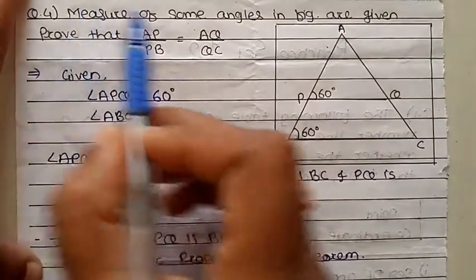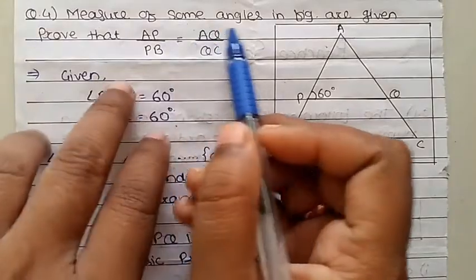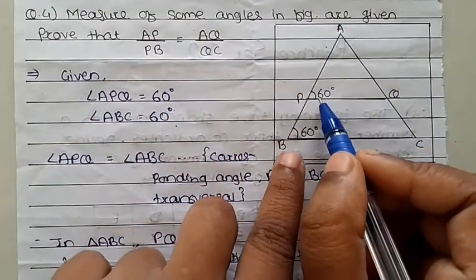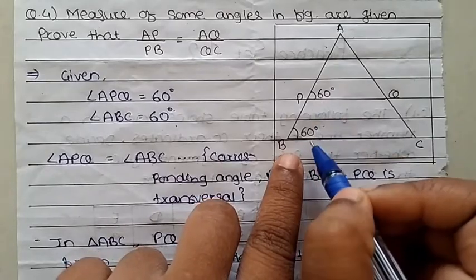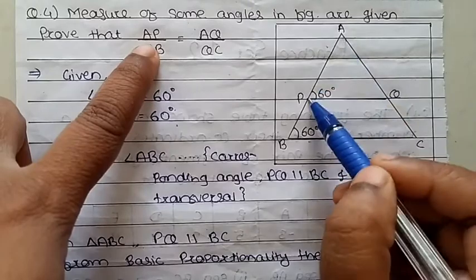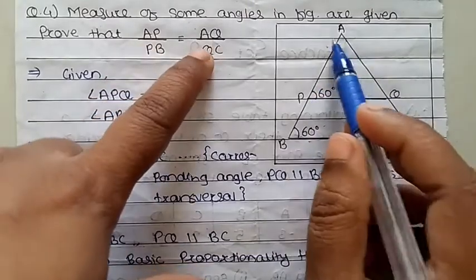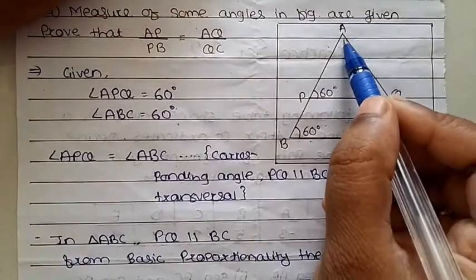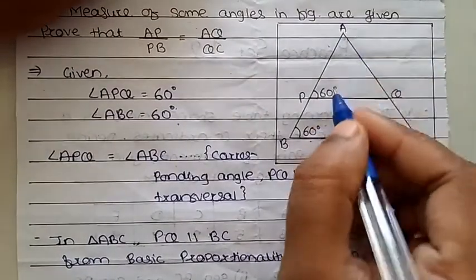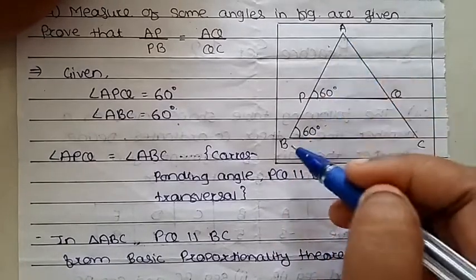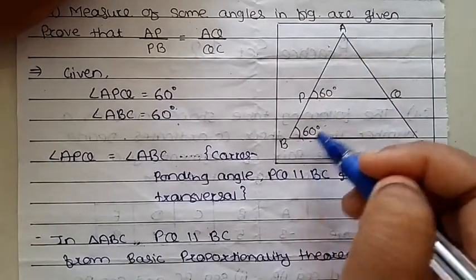Question number 4. Measures of some angles in the figure are given. In the figure, some angles are given here, that is 60 degrees and 60 degrees. Prove that AP upon PB is equal to AQ upon QC. Listen here. What is the angle given here? Angle APQ is 60 degrees. Next, angle ABC is 60 degrees. So this is given here.